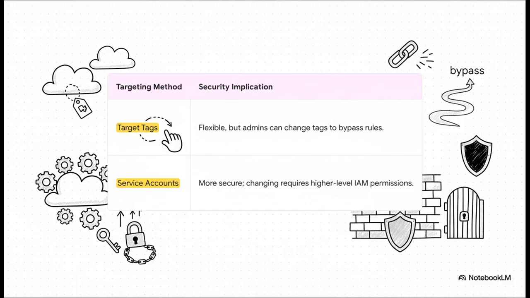You can target your VMs using simple text labels called tags, like you see here, web server. It's super flexible, but it's not the most secure, because an admin with permission to edit the VM can just change the tag and poof, they bypassed your rule. The much better way, the architect's preference, is to use service accounts. A service account is a true cloud identity for that VM, and to change it, you need much higher level permissions in IAM. It makes your rules way more secure and robust.